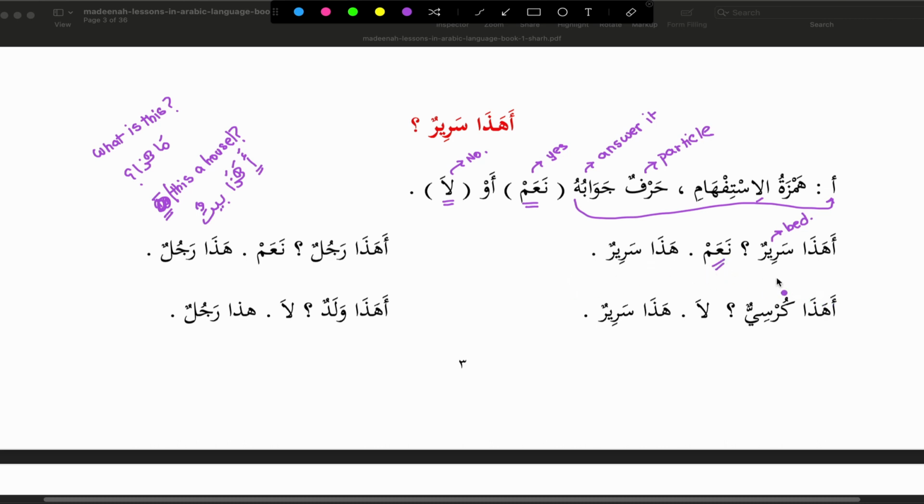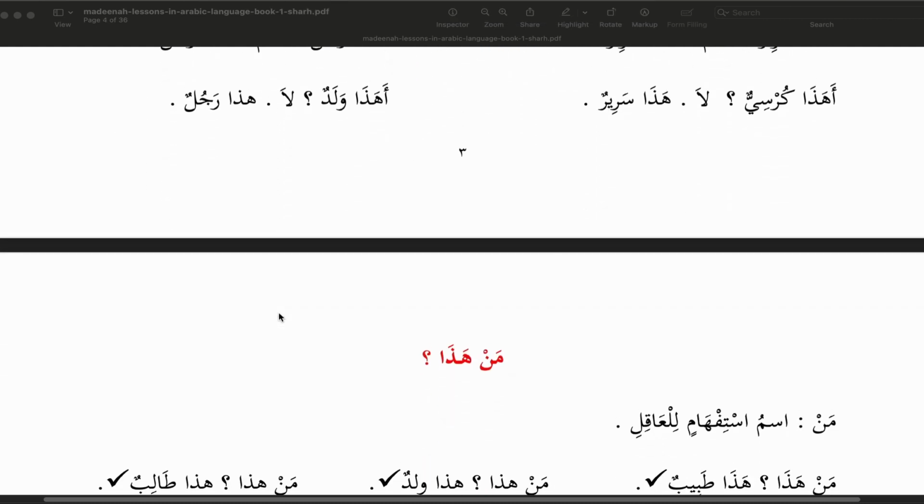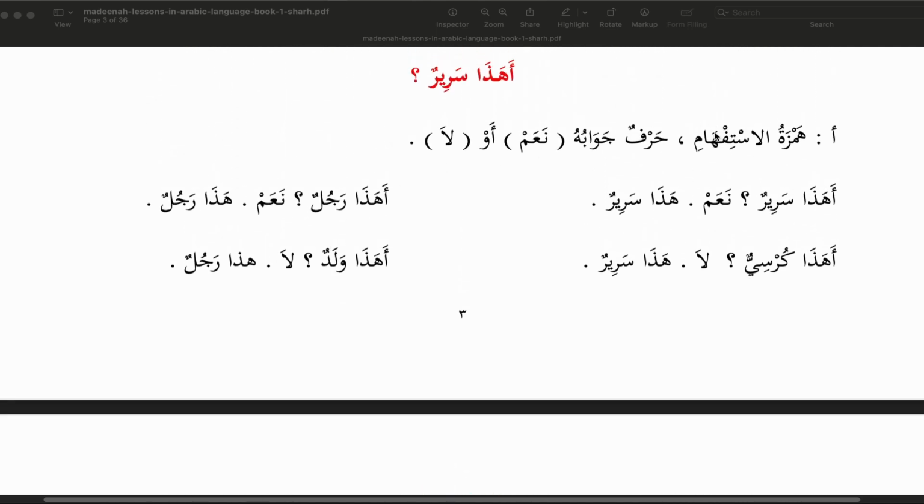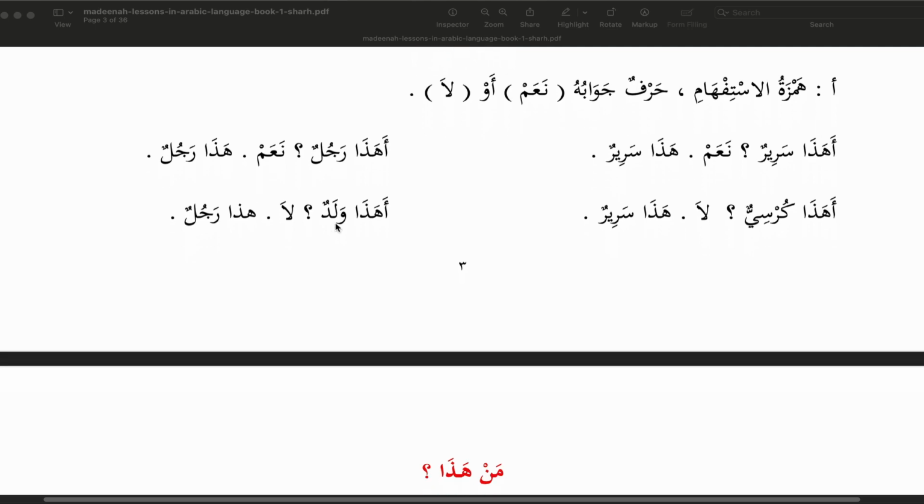أهذا كرسي? Is this a chair? So the answer is لا, no. هذا سرير. No, it's a bed. It's not a chair. أهذا رجل? Is this a man? You say نعم, yes. هذا رجل. This is a man. أهذا ولد? Is this a boy? You say لا, no. This is a man. هذا رجل. So this is how you use hamzatul istifham to make a sentence a question sentence.